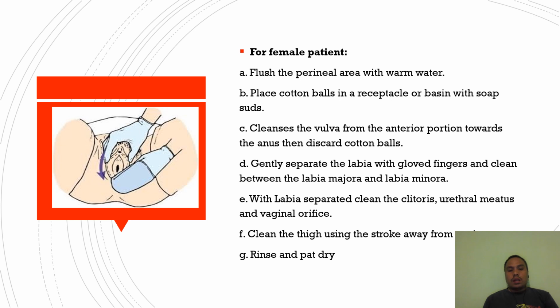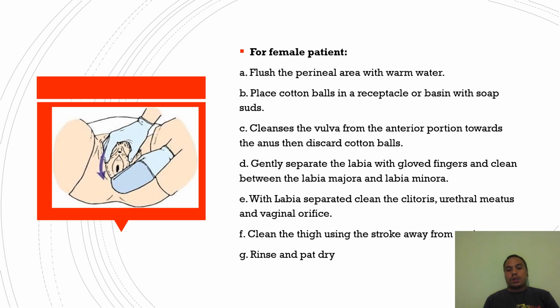So first one, clean the vulva from the anterior portions toward the anus, then discard the cotton ball. Wiping in this direction lessens the possibility of contamination. And next one, we need to gently separate the labia with gloved fingers and clean between the labia majora and the labia minora. Always clean gently to prevent pain and avoid pressure on the sutures.